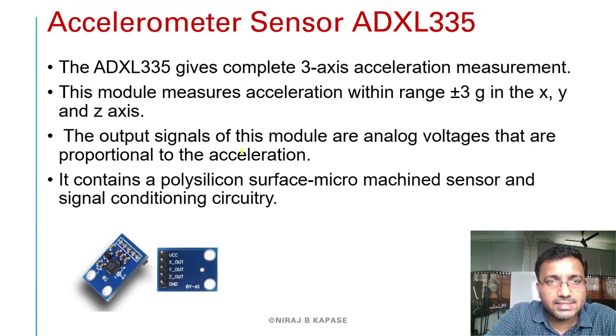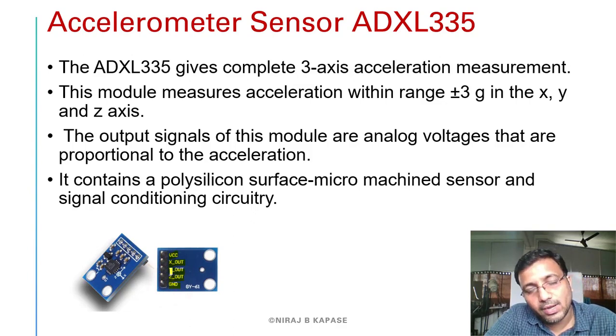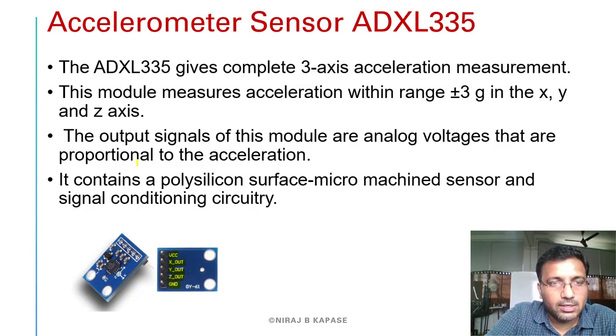So here it is the ADXL335U. The ADXL335U gives complete 3-axis acceleration. There are a total of 5 pins: the first pin is VCC, the second is X output, the third is Y output, the fourth is Z output, and then ground. These pins we are going to connect to the analog input of any controller.